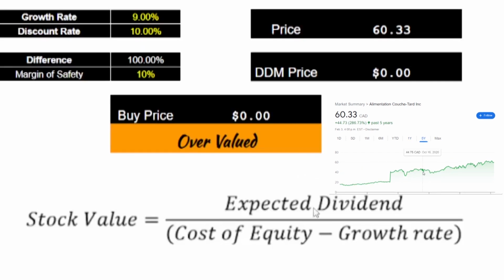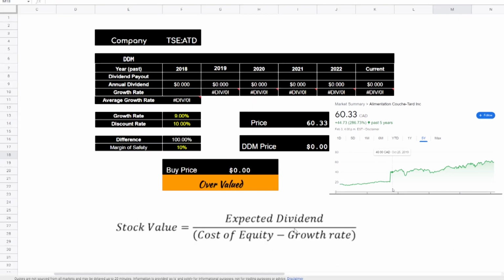The model breaks down as the growth rate approaches the discount rate. Because in this formula, if we have the cost of equity and growth rate relatively the same, this will be zero and the expected stock value will be infinite. And that is where this model does break down, is that we are assuming that the cost of equity is larger than the growth rate.